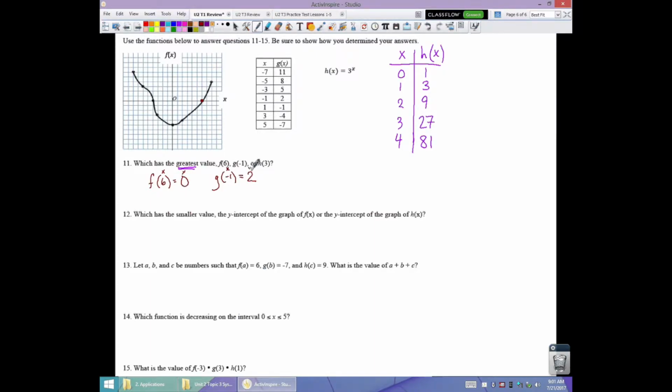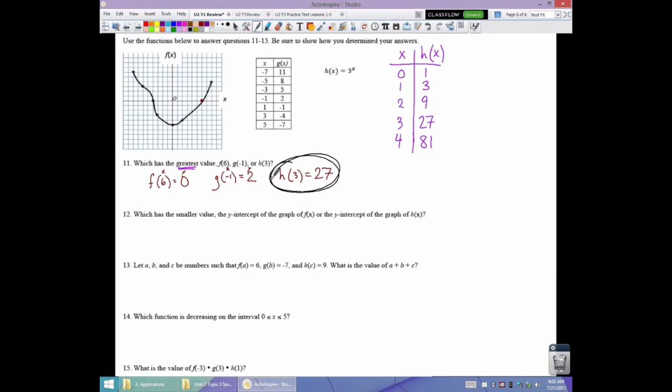Right? That's the x, here's the y. And h of 3, since the 3 is the x value, I go to my h function, where h is 3, and I see it's 27. So which one of those has the greatest value? And definitely it's the h of 3 that is the greatest value.